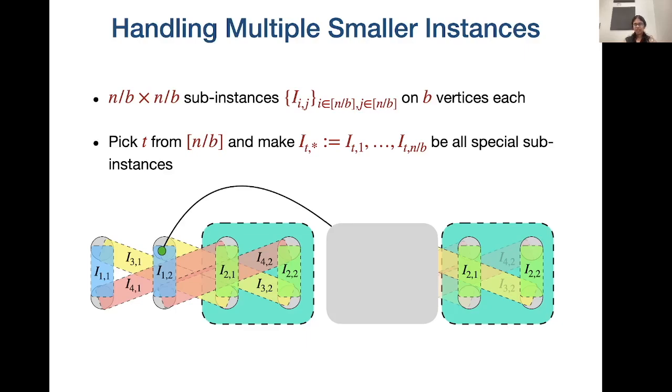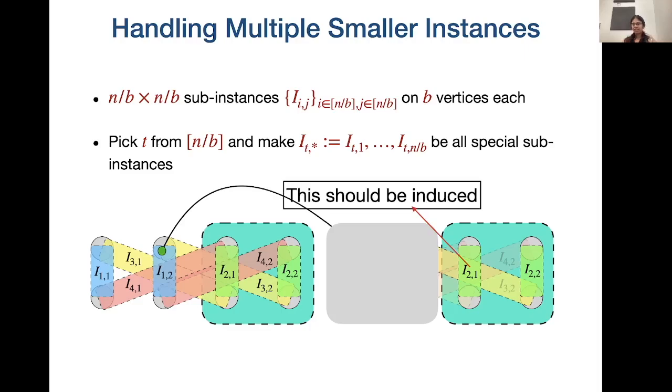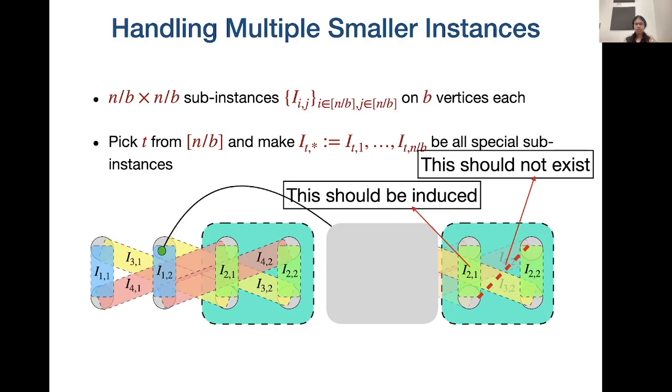Now, we want each of the special instances in the green group to be induced. In addition, we don't want any edges shaded red to exist because these instances should not interfere with each other. Again, we'll call this the inducedness property.